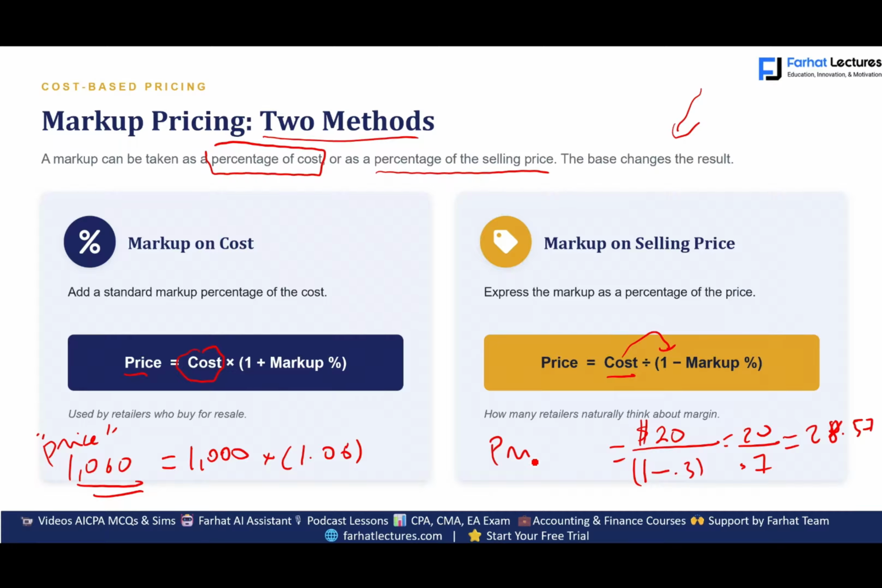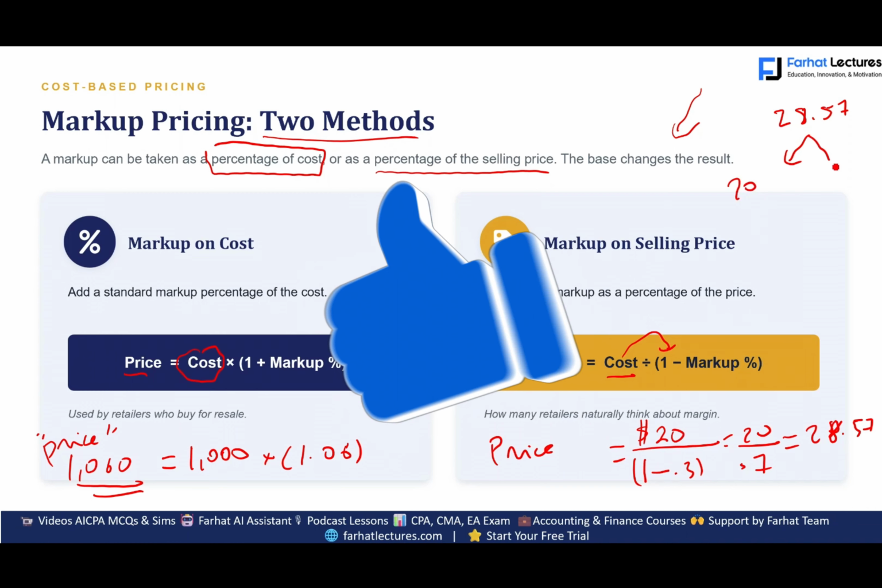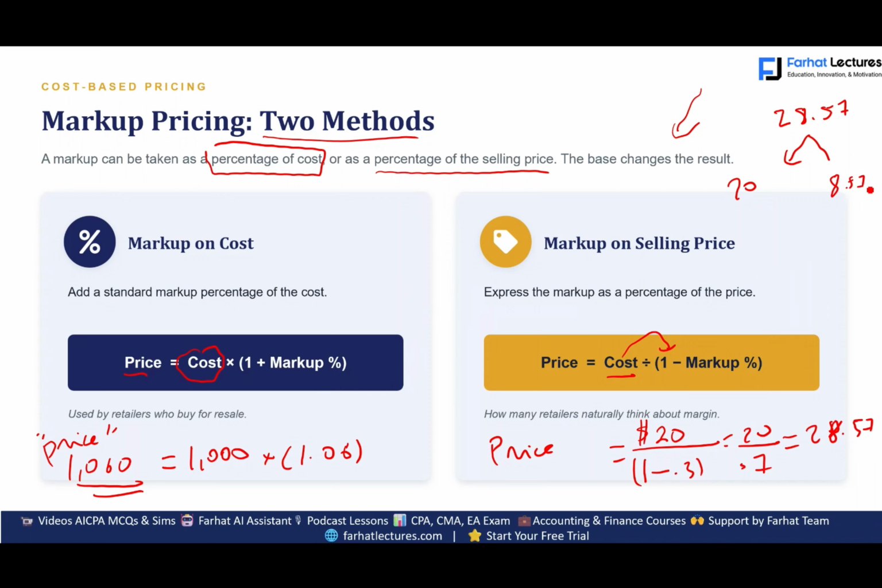So what are we saying here? You price your item at $28.57. What you are saying is this: of the selling price of $28.57, my cost is $20 and my profit is $8.57. Now if you want to do the math a little bit further, if you take 20 divided by 28.57, the $20 cost represents 70%, and 8.57 divided by 28.57 represents approximately 30%.